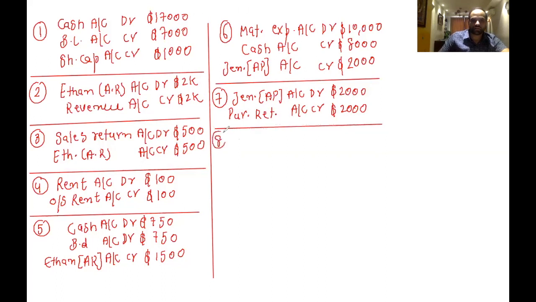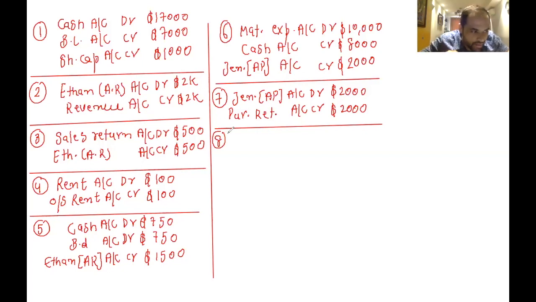Number 8. Number 8 is land purchase at 10% discount valued at 20,000. So what is debit? What is credit? Tell me, anybody? So number 8, the land account is debit 1,800 and the cash credit 18,000.